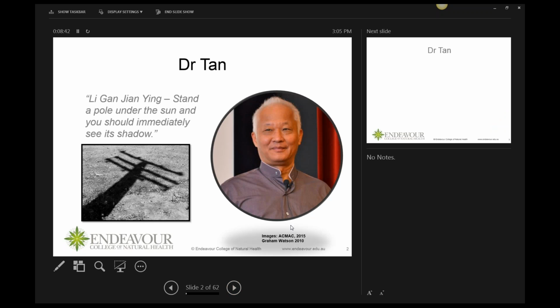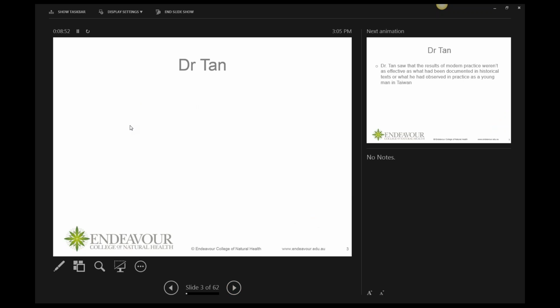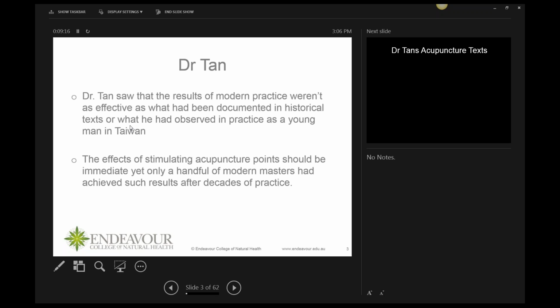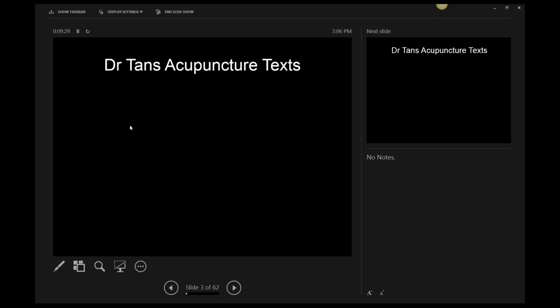He went on about this particular quote, and he's even drawn it in his book with calligraphy. But he said that the results of modern practice weren't as effective as has been documented in his historical text, and as when he was observed practicing back in his Taiwan days. So he wanted to see what the problem was. Where are we going wrong? Why aren't we getting these results? So again, he went back to the source and looked at these classical texts and developed his version of some of these classical concepts, and then put it into a system so that it could be workable.